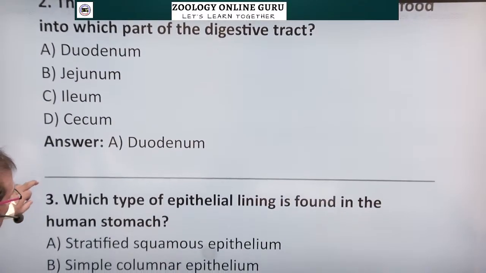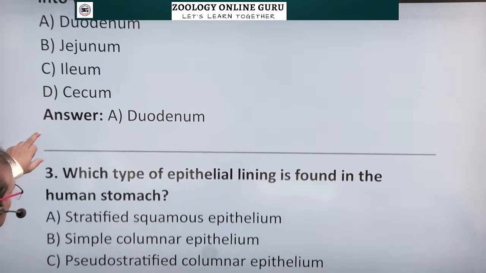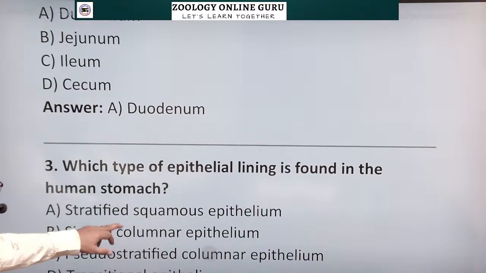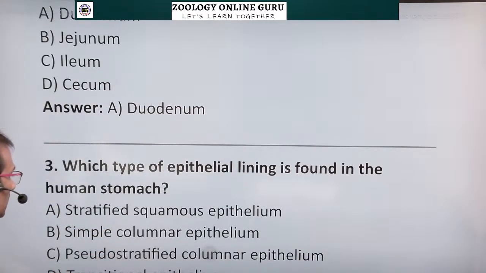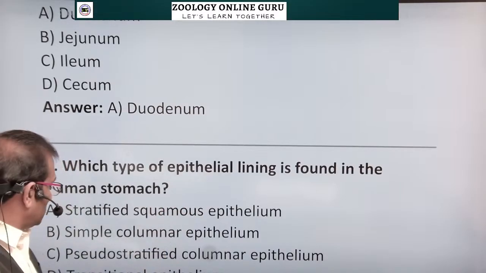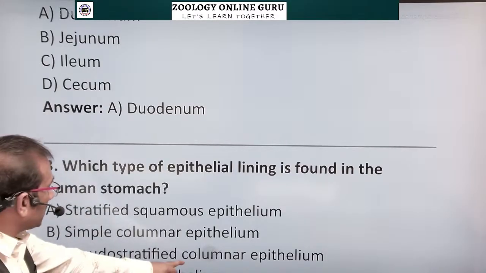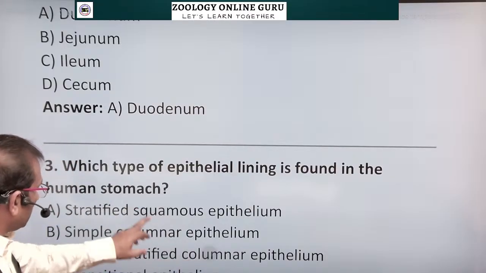Which type of epithelial tissue lining is found in the human stomach? So stomach, what type of epithelium? Stratified squamous epithelium, simple columnar epithelium, pseudo-stratified columnar epithelium, and transitional epithelium. Here transitional means it is present in the urinary bladder, so it is always changing. So this is not our answer. Pseudo-stratified: it's not stratified but looks like it. Columnar is present in the stomach.